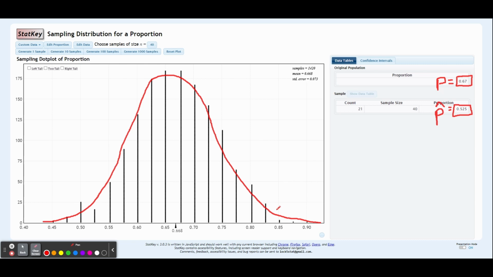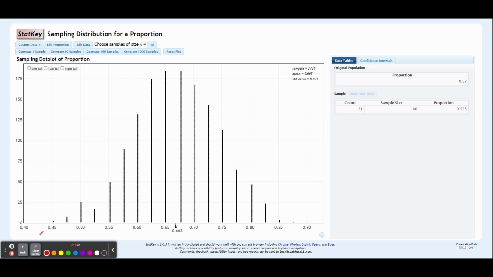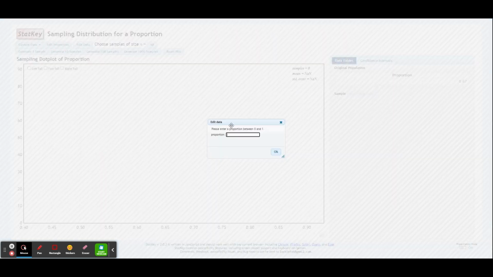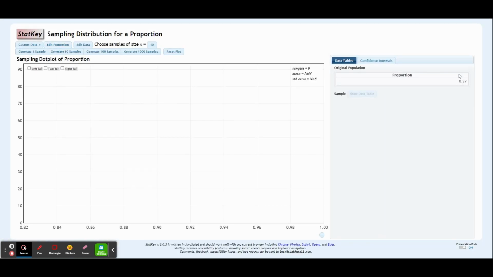And we talked in the last video about how it takes on a roughly normal distribution given certain conditions. Today's video is going to elaborate on those conditions. So let's go back and let's reset this plot. And let's say that instead of a sample of size 40 with a population proportion of 0.67, we found out instead that 97% of students attended in-state school. So here now the population proportion is 0.97, and I'm taking the same sample size.